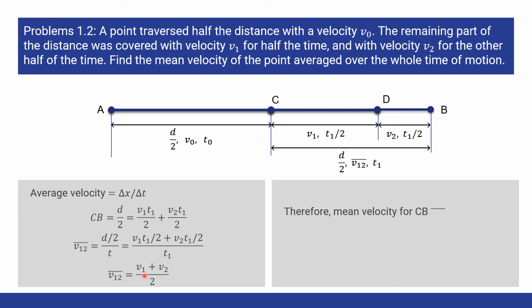Therefore, mean velocity from C to B, that is v12, is equal to v1 plus v2 by 2, and time taken between C and B, t1, is equal to d by 2 v12, that is d by v1 plus v2.